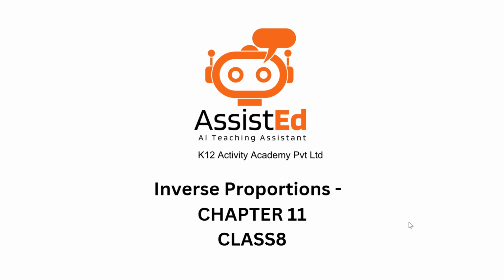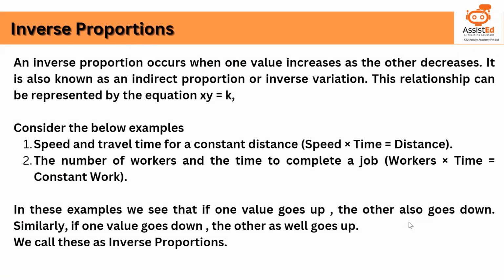So in this video, let's go ahead and understand inverse proportions. In the previous video, we learned about direct proportions, wherein we have two quantities and the values of these quantities are directly proportional to each other, which means if one value goes high, the other value also goes high. For example, we saw that you have certain objects like books or pens and the cost of them. These are directly proportional.